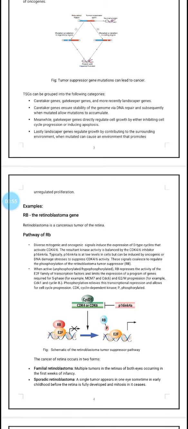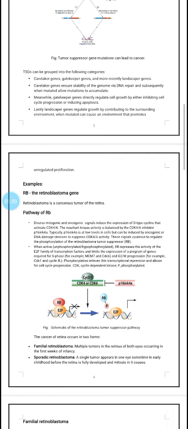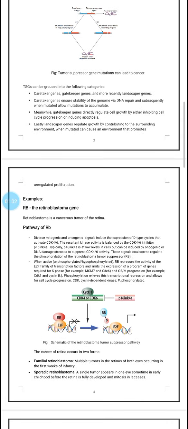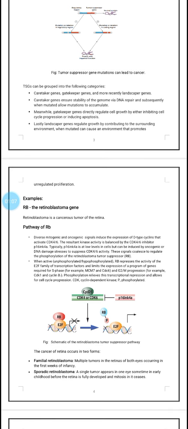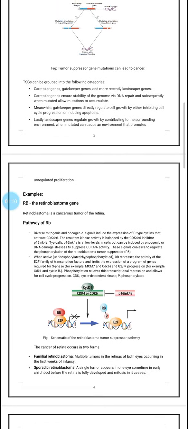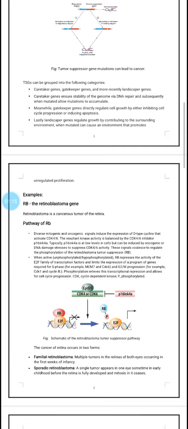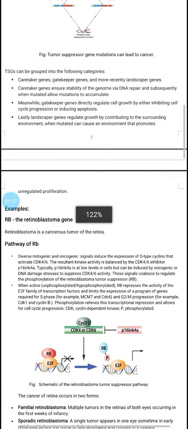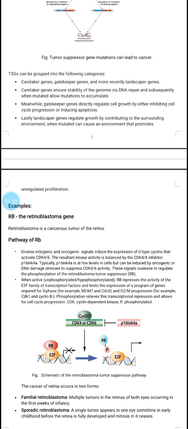Tumor suppressor genes can be grouped into the following categories: caretaker genes, gatekeeper genes, and more recently, landscaper genes. Caretaker genes ensure stability of the genome via DNA repair and, when mutated, allow mutations to accumulate. Meanwhile, gatekeeper genes directly regulate cell growth by either inhibiting cell cycle progression or inducing apoptosis.